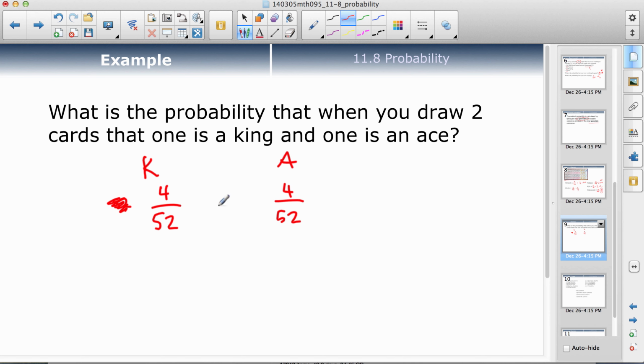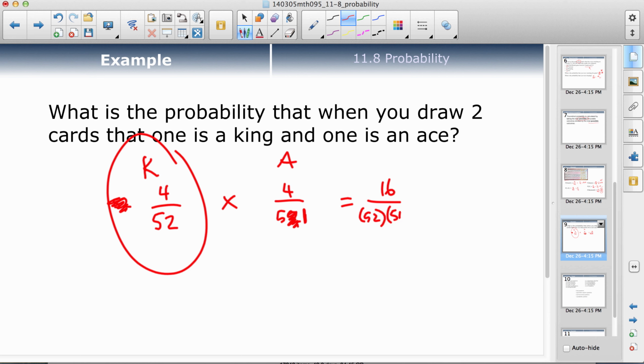Well, if you've pulled a king already, then there'll only be 51 cards left. So then by the fundamental counting principle, I pull a king, chances are 4 out of 52. If I pull an ace, the probability is 4 out of 51. And then according to the fundamental counting principle, you would multiply those 2 together. So 4 times 4 is 16 over whatever 52 times 51 is.